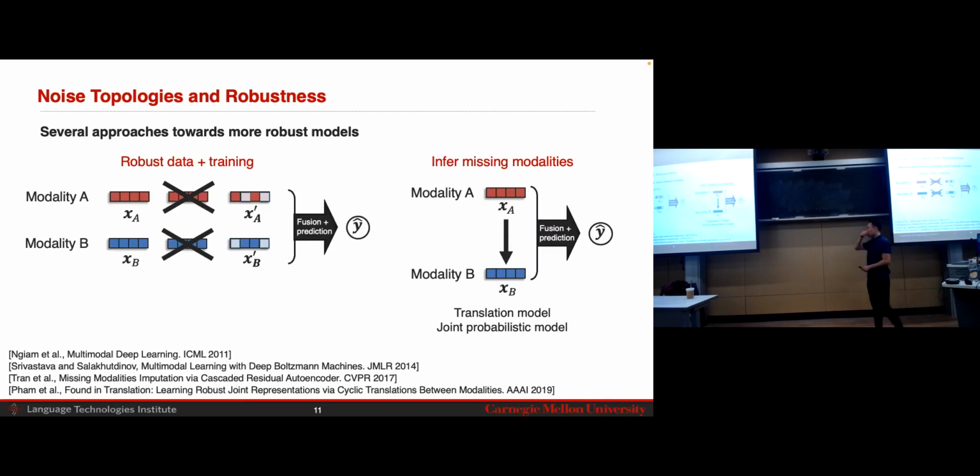Any questions so far? Any questions about heterogeneity in different modalities and quantifying at least the information and the noise that can be present in different modalities?